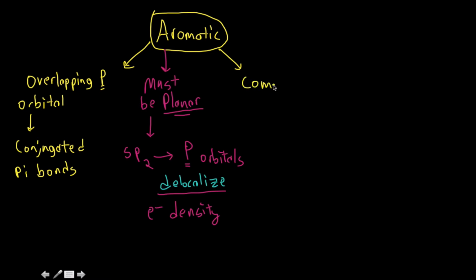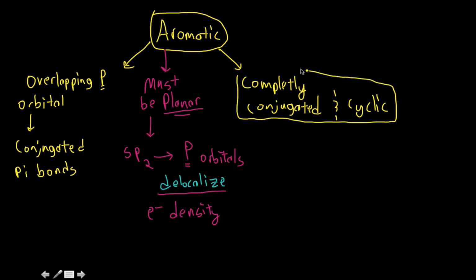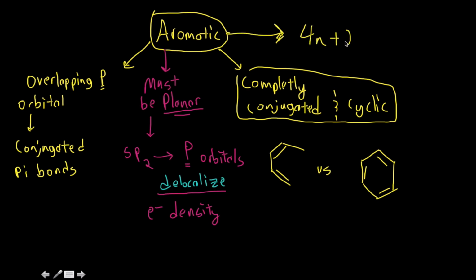It must be completely conjugated. You can't have any type of spacing between the two. Conjugated and cyclic. What I mean by that is that you can't have an open end. So, for example, that is not an aromatic compound, whereas something that is completely conjugated and cyclic would be. And the last thing is the 4n plus 2 rule, and I have a video on that for later parts of this course.